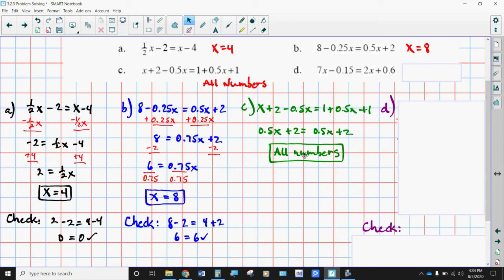Otherwise, it's kind of pointless. Any number you plug in will work. So checking it seems kind of, it's not really going to help you too much like it did over here. And then the last problem.